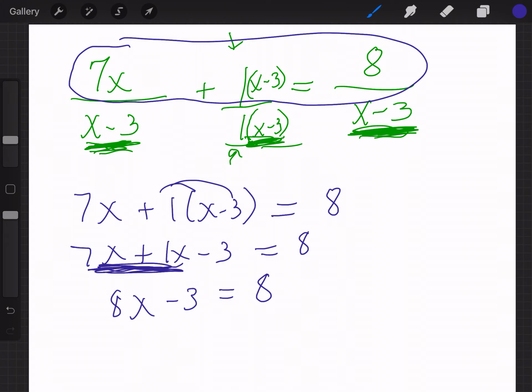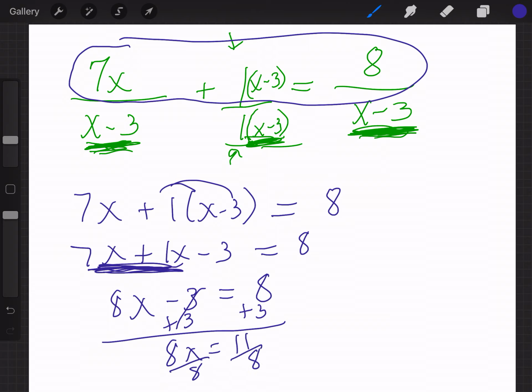Gave me 8x. So I'm going to add 3 at this point. And that's going to give me 8x equals 11. 8, 9, 10, 11. Divide by 8. Divide by 8. And x is going to be 11 over 8. You can give me the decimal if you want to. However, I am super fine with it being just like that. And that is your final answer.